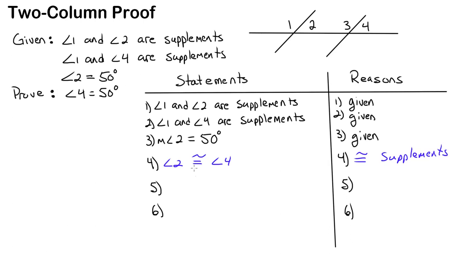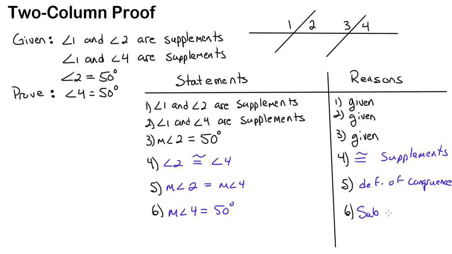So if angle 2 is congruent to angle 4, that means that the measure of angle 2 is equal to the measure of angle 4, and that is the definition of congruence. So if the measure of angle 2 is equal to the measure of angle 4, then we have proven that the measure of angle 4 is 50 degrees, and that is thanks to the substitution property.